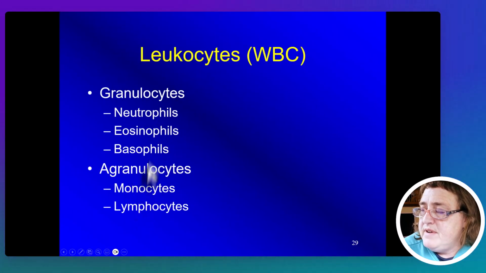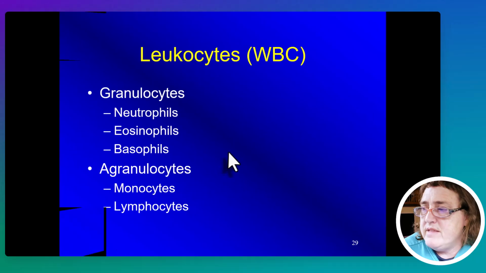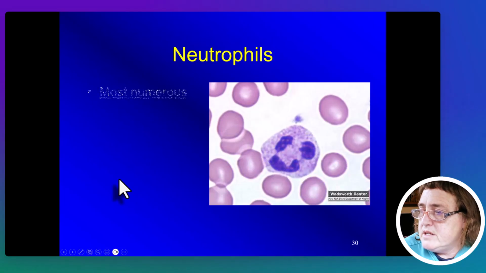So you have 5 different types of white blood cells. 3 of them have little granules in the background when you look at them under a microscope slide, and 2 of them do not. I don't care if you remember which one of these are which. However, this will help you identify them, and that's part of your lab assignments during this particular unit.